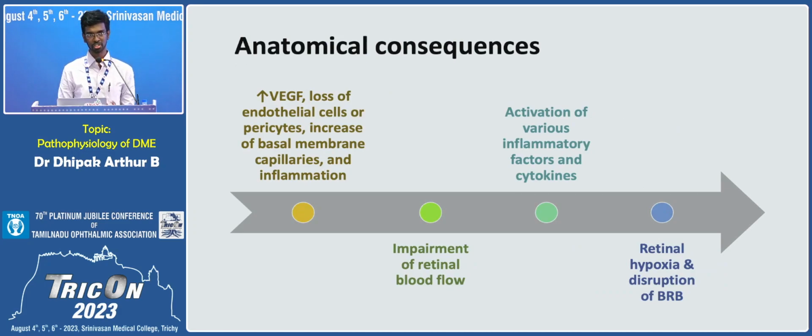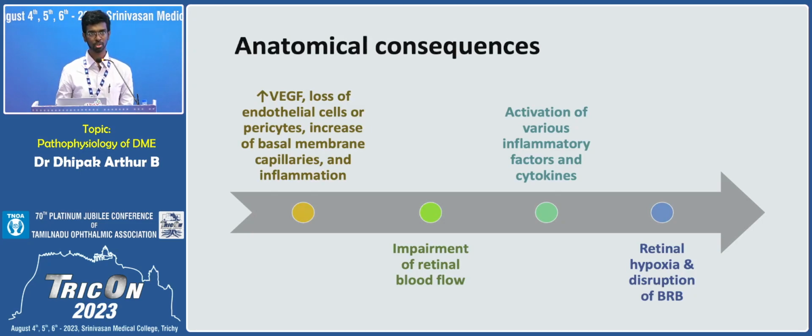We saw that VEGF increases in concentration, both as an effect of hyperglycemia and also because of hypoxia per se. Because of both these causes, VEGF goes up. And there are all these anatomical changes which we would have all studied, like the loss of endothelial cells and pericytes, basal membrane thickening, and all these things happen. And ultimately, there results a blockage in the retinal blood flow.